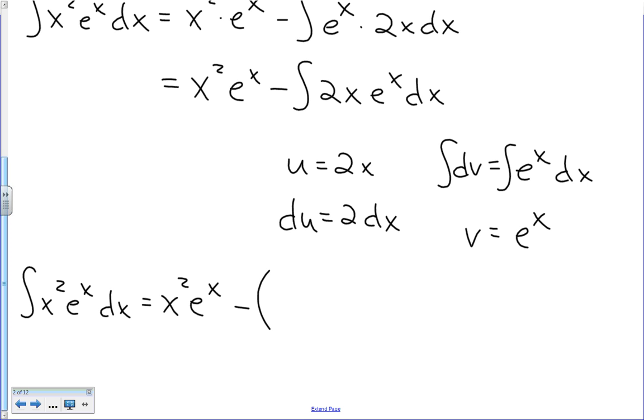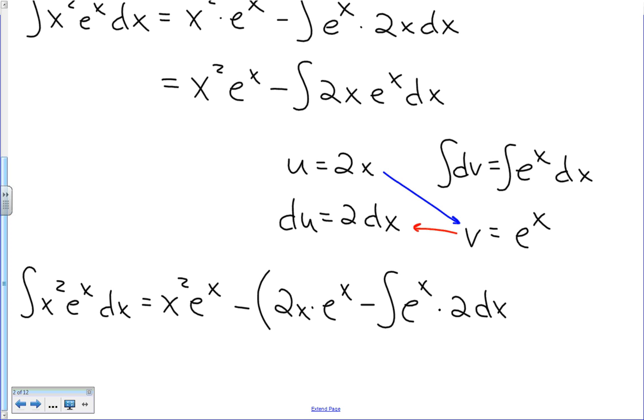So it's u times v, our 2x times the e to the x. Again, you're multiplying those, again, that diagonal that we're multiplying right there. And then it's minus the integral of v times du. It's that bottom row again, e to the x times 2 dx. That is, you're integrating this bottom row right here.